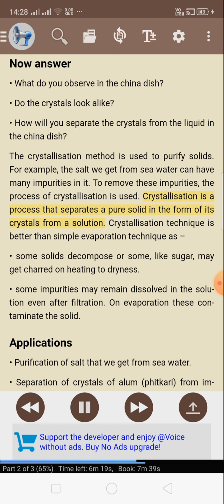Crystallization is a process that separates a pure solid in the form of its crystals from a solution. The crystallization technique is better than simple evaporation techniques. Some solids decompose, or some, like sugar, may get charred on heating to dryness. Some impurities may remain dissolved in the solution even after filtration. On evaporation, these contaminate the solid.